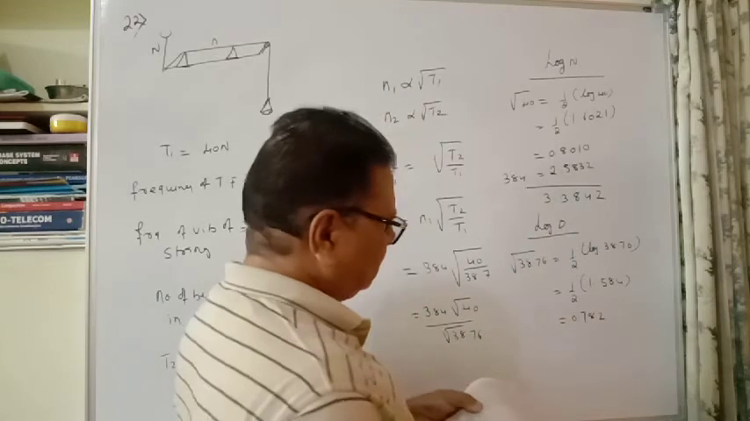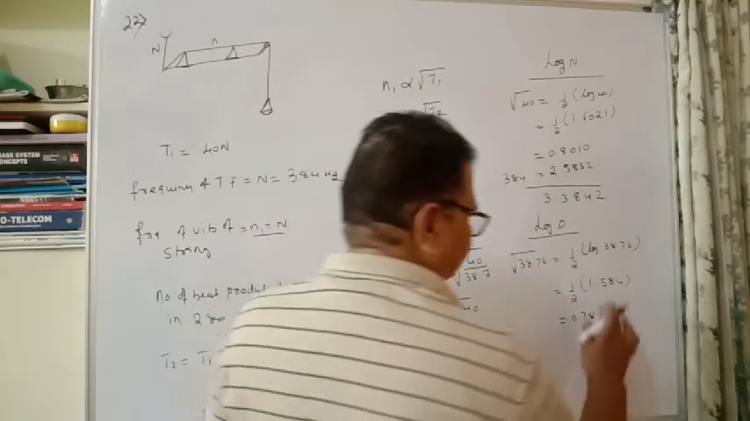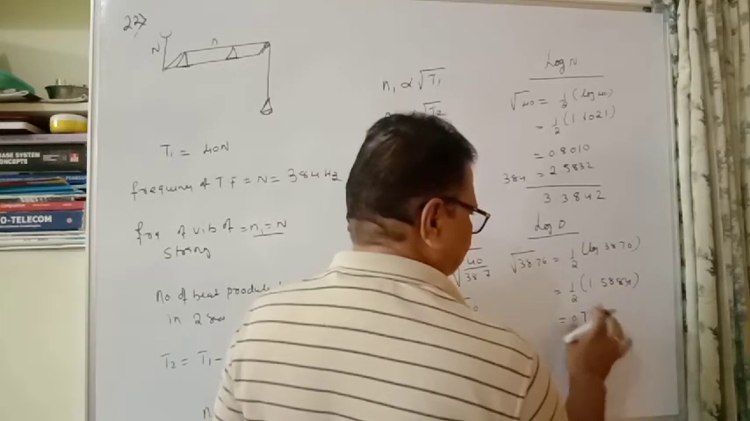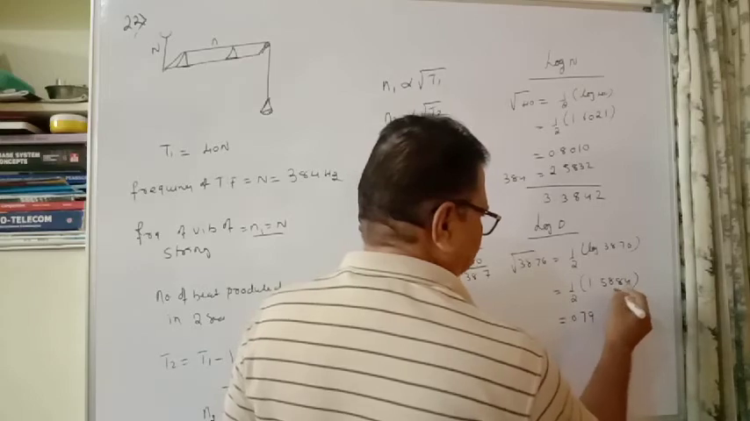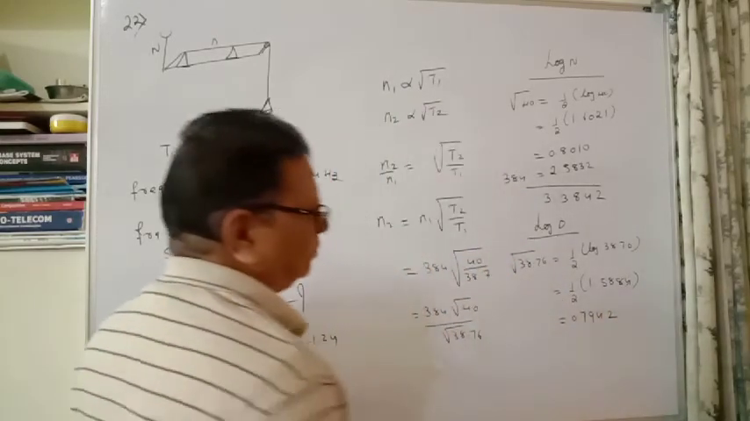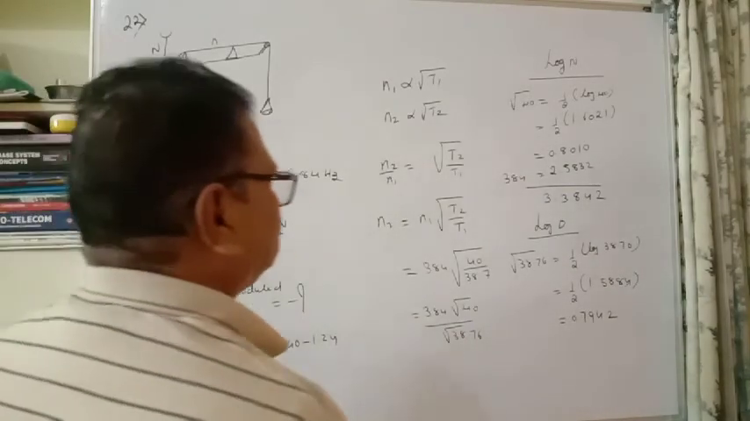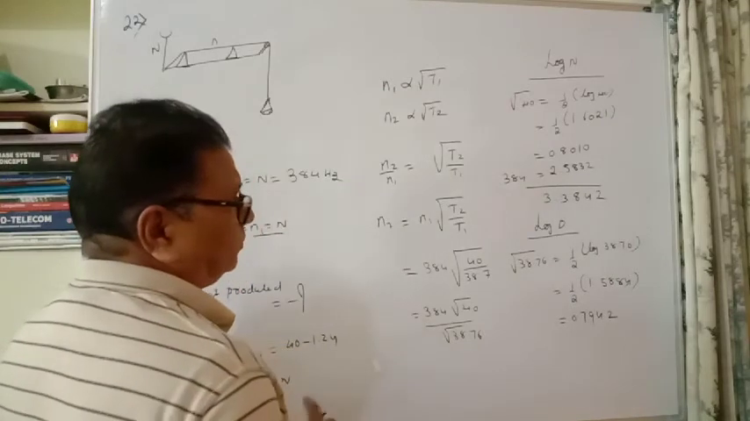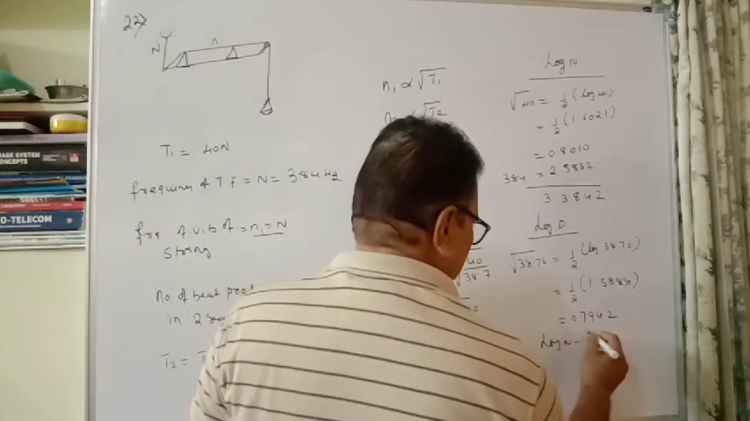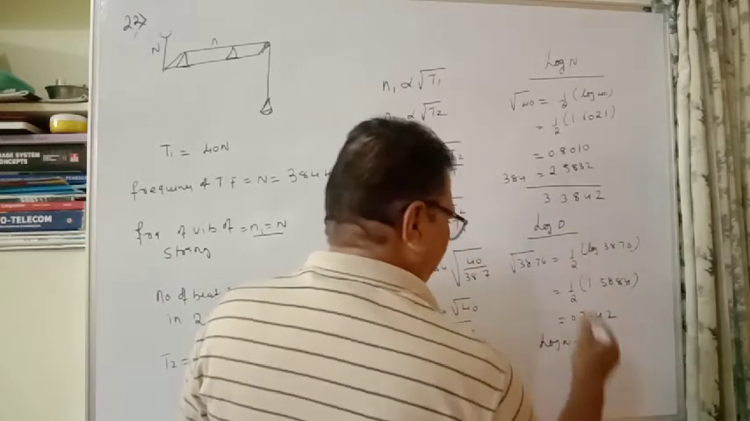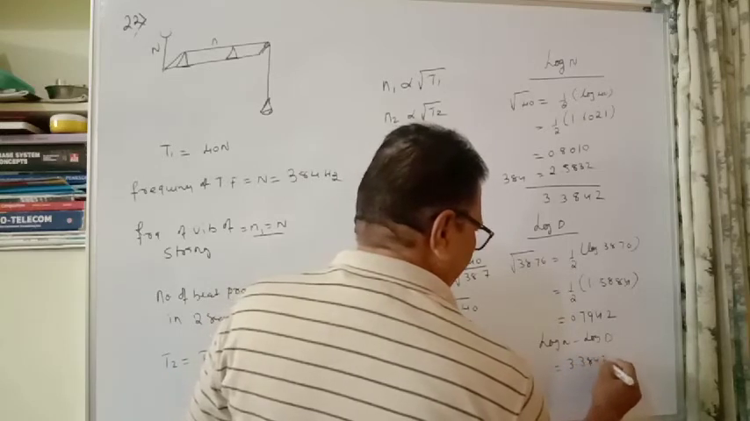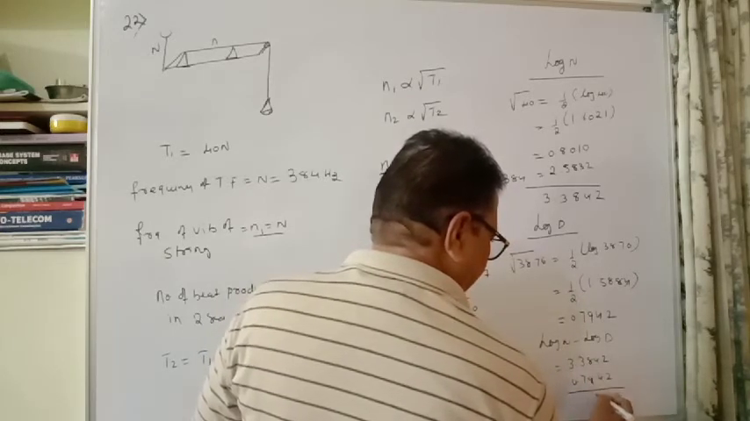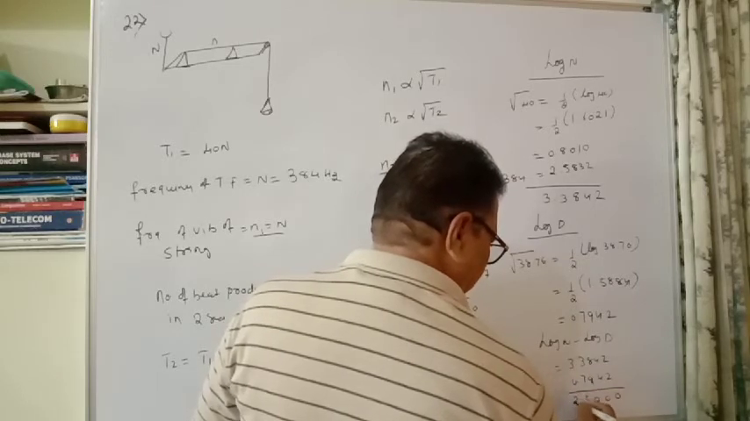So log of numerator minus denominator, log of n minus log of d. We get log of n is 3.3842 minus 0.7942. 18 minus 9 is 9, 12 minus 7 is 5. We get 2.5900.